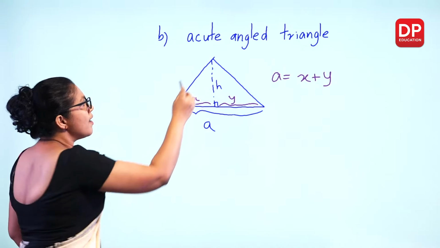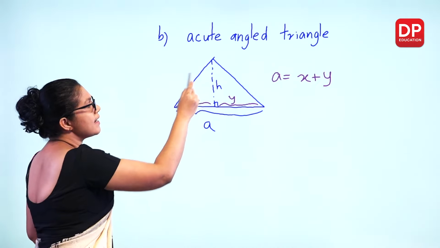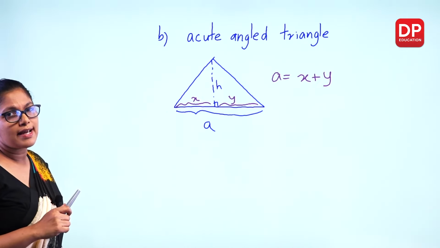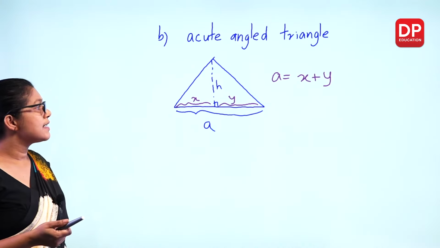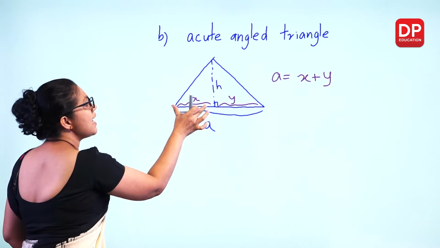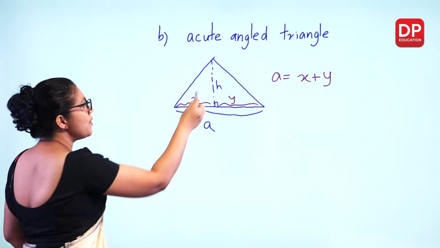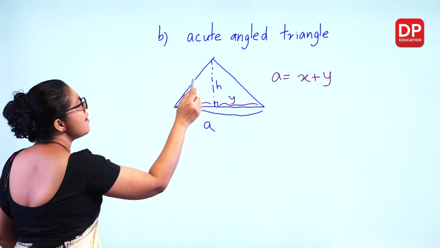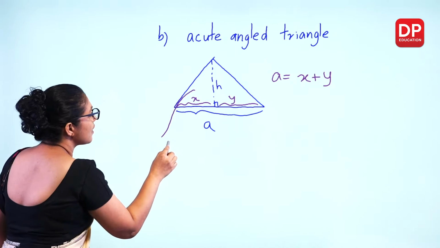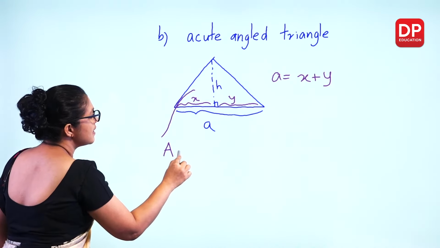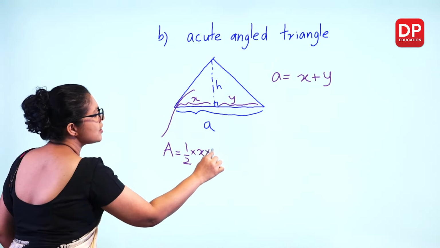And also, what is this shape? When you take this triangle, it's a right angle triangle. So we already did how to find out the area of the right angle triangle. You take base times perpendicular height times half. So we can find out the area of this part. Area is half times x times h.